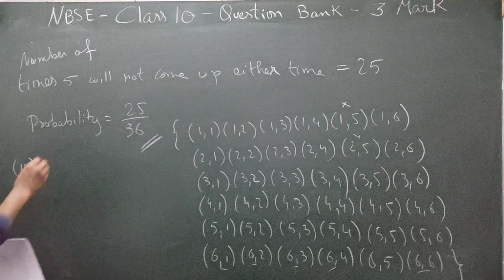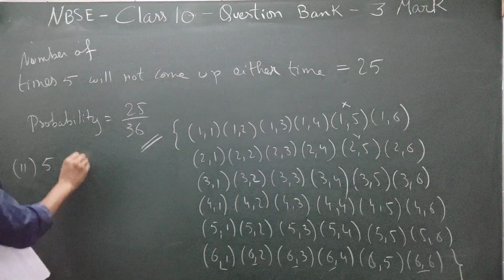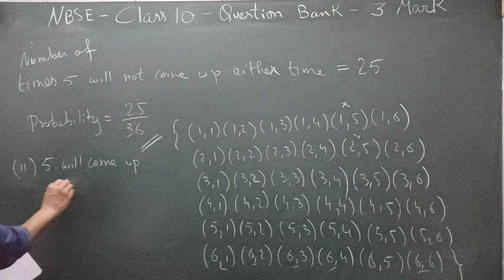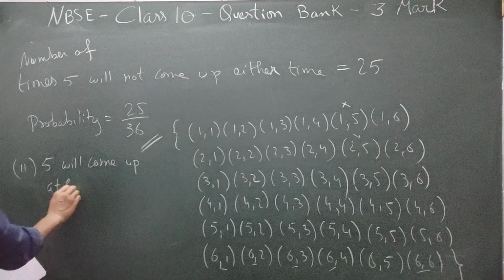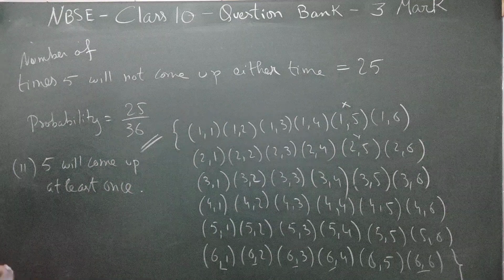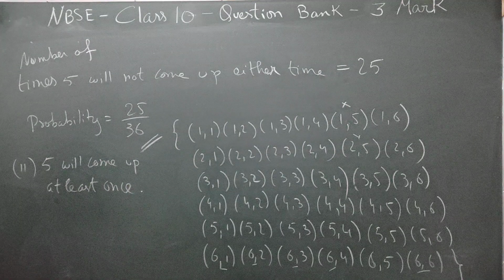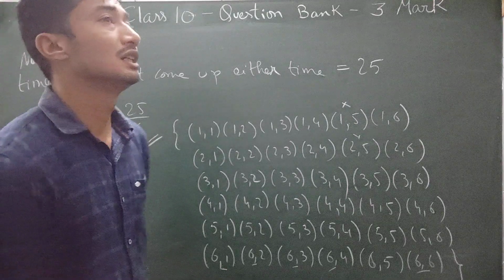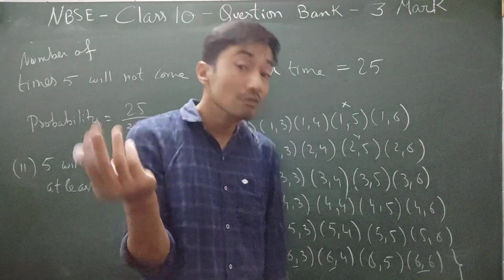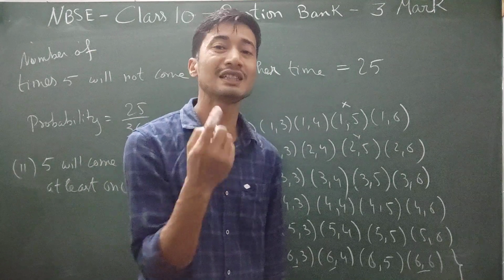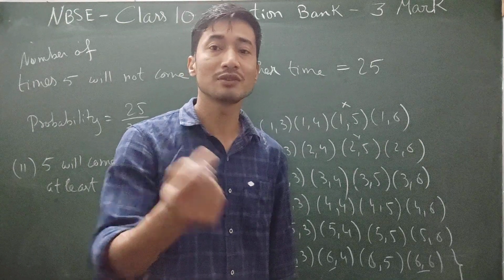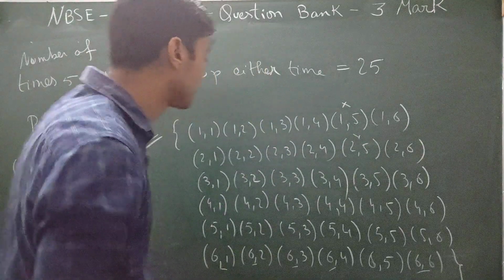5 will come up at least once. That means at least once there should be a 5. At least once. That means we can have two 5s also, no? Minimum 1. We can have 2 also, no problem. They're just saying at least one 5, please. At least one 5. So we can have two 5s also, no problem.